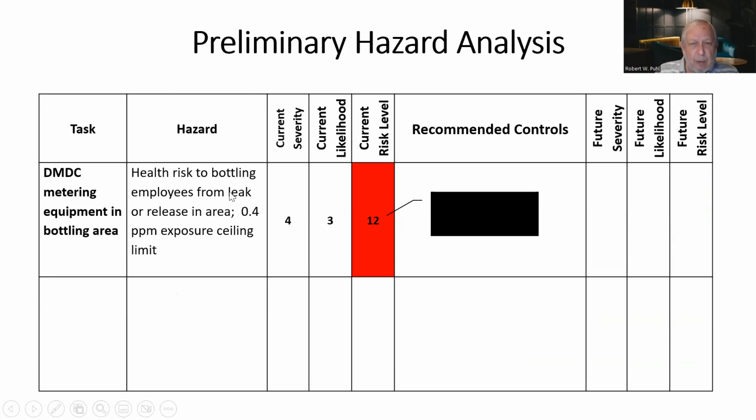So here's their preliminary hazard analysis. Oops, that's the first one. No, it's right. DMDC, metering equipment in bottling area. Health risk to bottling employees from leak or release in area. 0.04 parts per million exposure ceiling limit. They called it 4 current severity and 3 likelihood for a 12. They got a 12 here again.